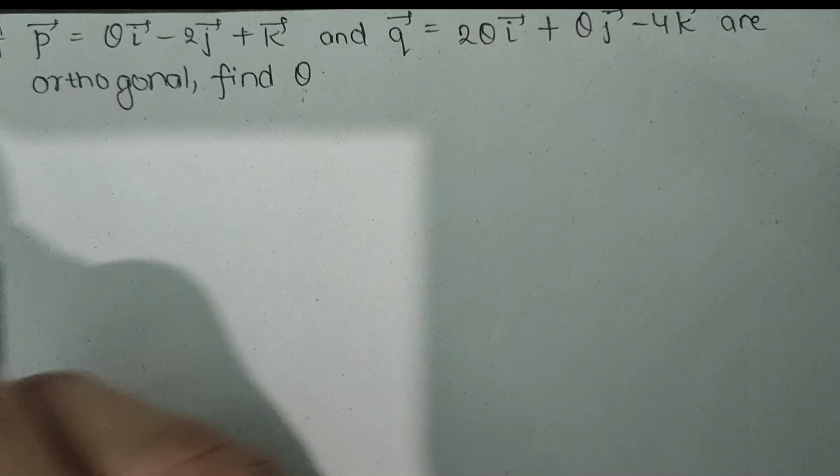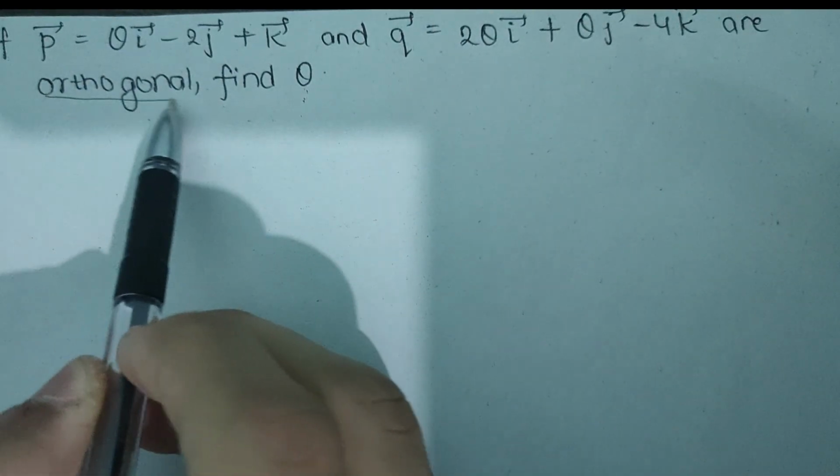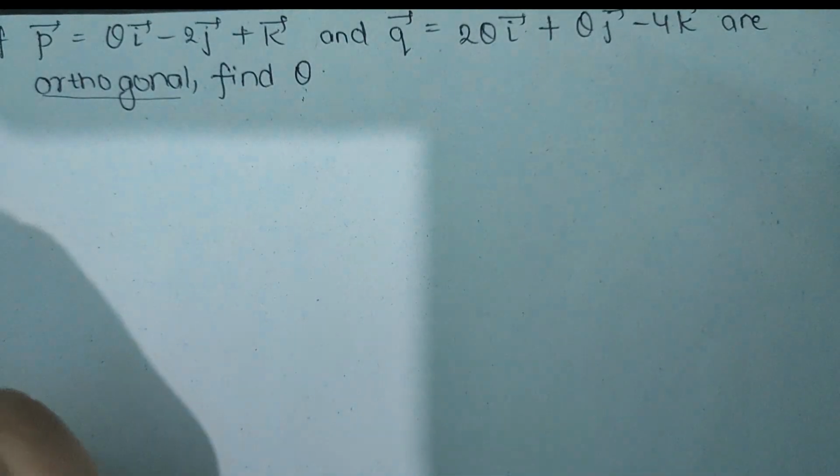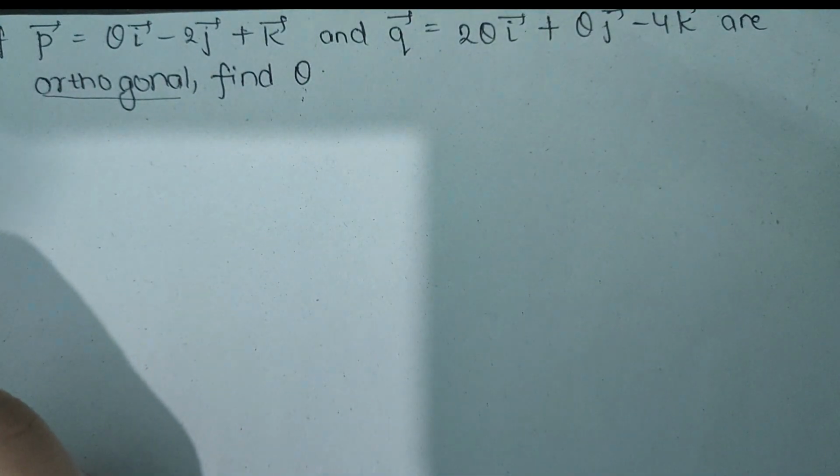And another thing is, here it has been mentioned that it is orthogonal. What does that mean? It just means that the angle between the two vectors is 90 degrees, or the two vectors are at right angles to each other. Alright, if they are at right angles, then we have one particular relation in the scalar product of vectors.